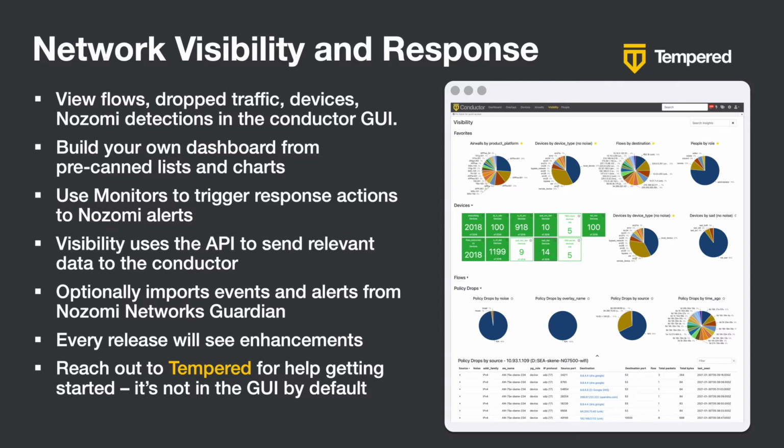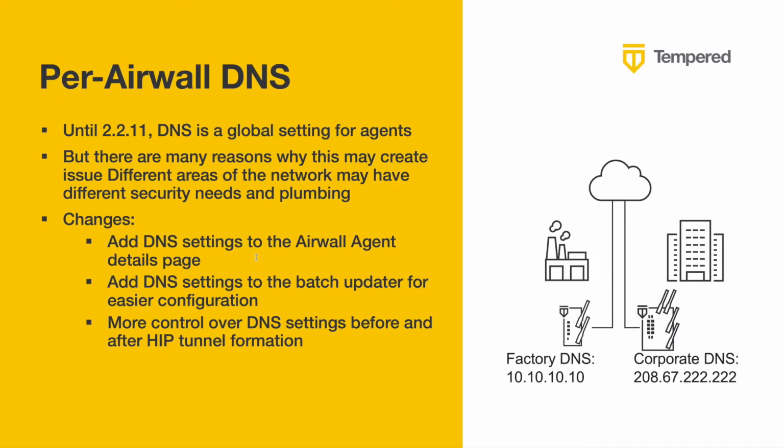We also let you favorite these things, so you see at the very top of my graph here, I have a selection of graphs to give me a look at what Airwalls I have, which devices are top talkers, where they're going, and what people are using them. So this is my little view of what I'm most concerned about in our network. There's quite a bit more data that you can see as well. This capability is in alpha for 2.2.11. Please contact your Tempered representative for help installing it.